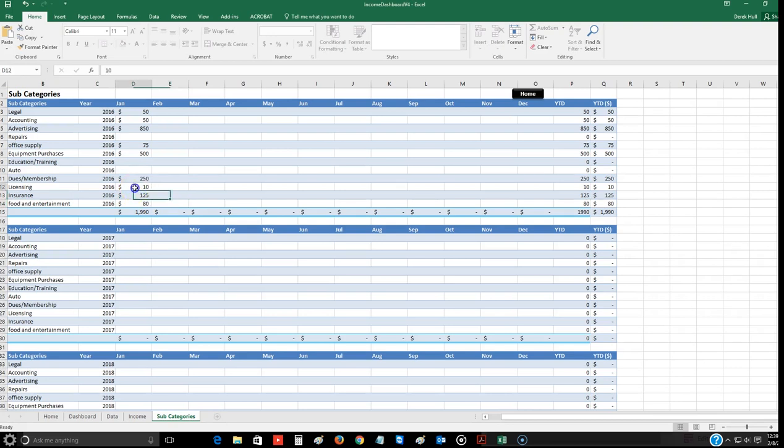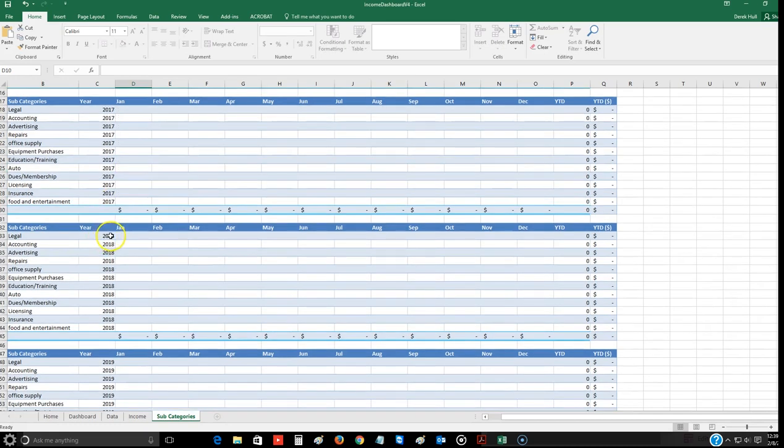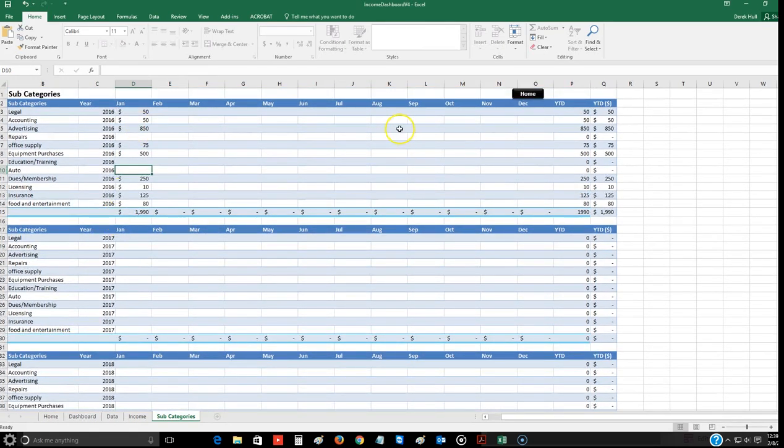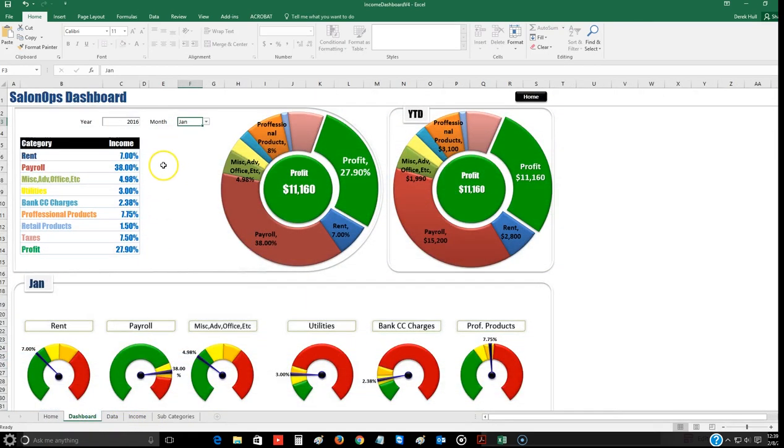Food and entertainment, you can put if you're buying coffee or snacks for the salon, you're having bridal parties, you're taking the staff out, whatever you want, you can put it in there. So all of those are here. There's even a category for auto if you want to write your auto off under the business, and year by year, month by month. And that's all you plug in. Once you put in all your data, you go back to the dashboard, and it'll give you exactly where you are in running the salon.